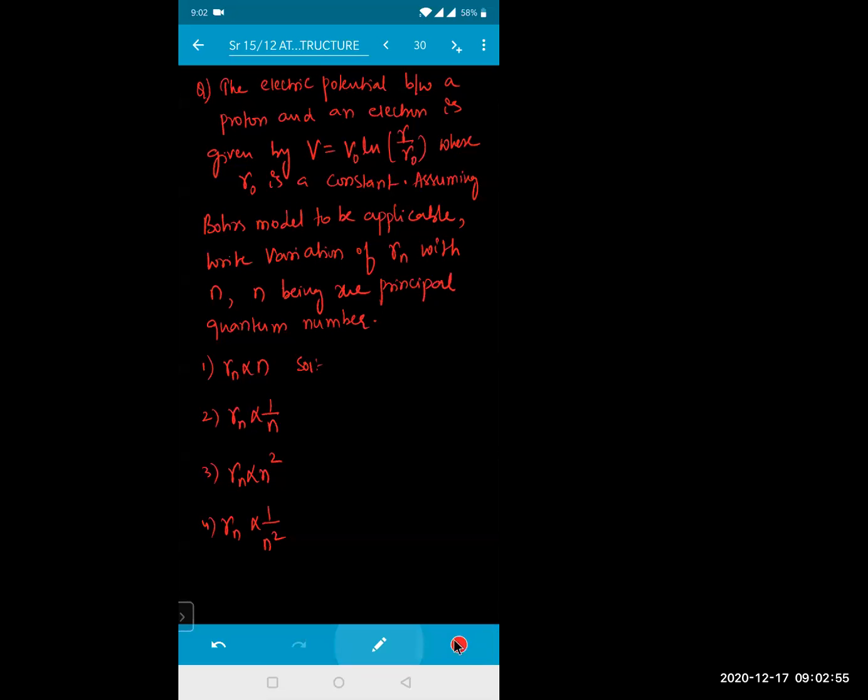V is given, and we need to calculate the potential energy. You already know the relation from electrostatics. Given V is equal to V naught into ln of R by R naught. So what will the potential energy be? How do we calculate the potential energy U? U is equal to minus of E into V. So that is equal to minus of E into V naught into ln R by R naught. So this will be your potential energy.